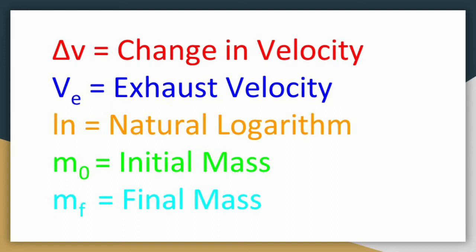V stands for velocity in both delta V and V sub E, in which E, you could say, means exhaust, or the steam from the fuel. Ln means natural logarithm, or log base e, and m sub 0 means the initial mass, while m sub f stands for the final mass. Note that m sub 0 will always be greater than m sub f.